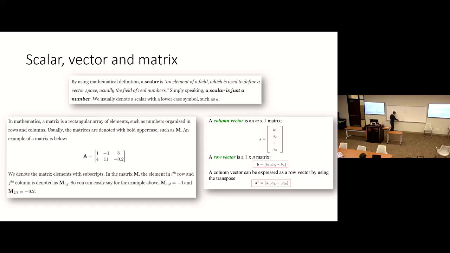I believe in the quantum world, people use this as a row vector and then use this as a column vector. So they invent their own symbols or notations to differentiate these two.